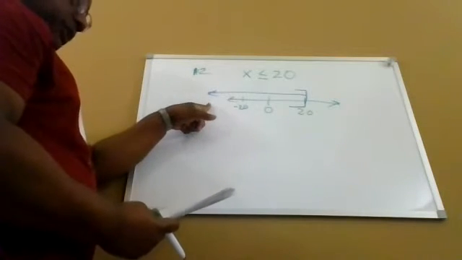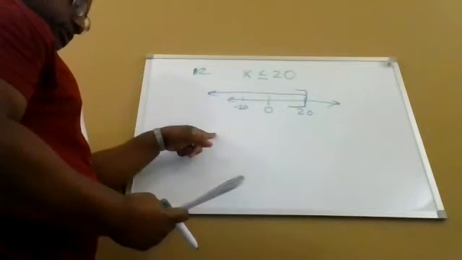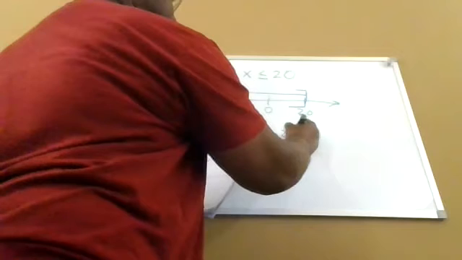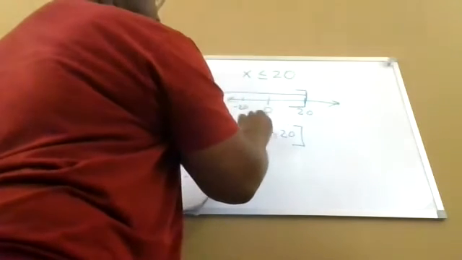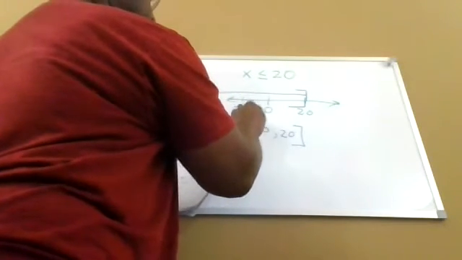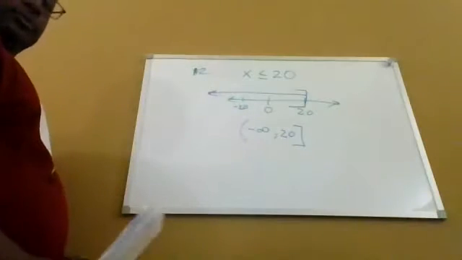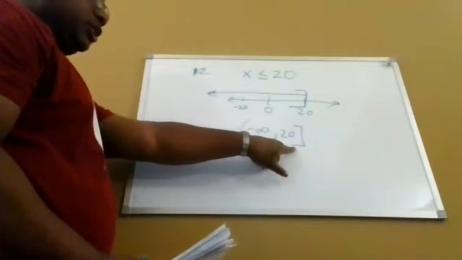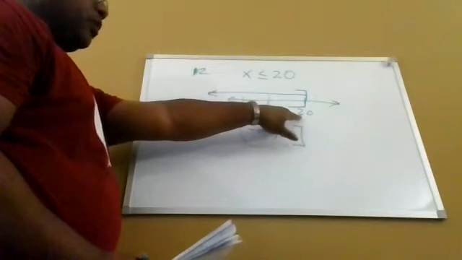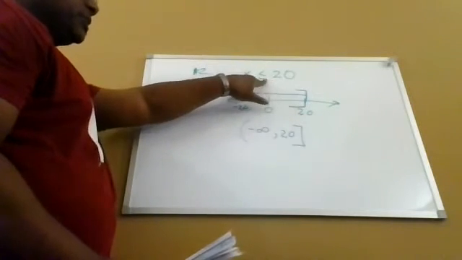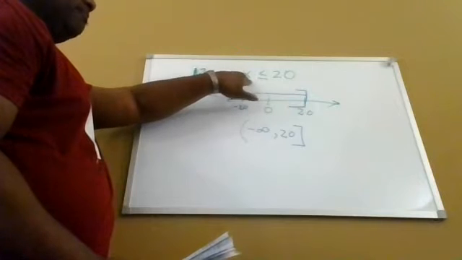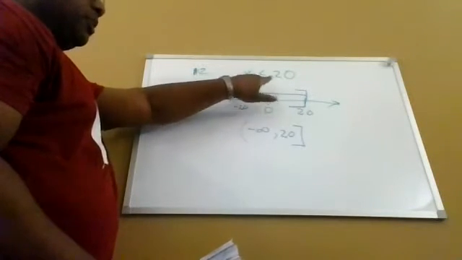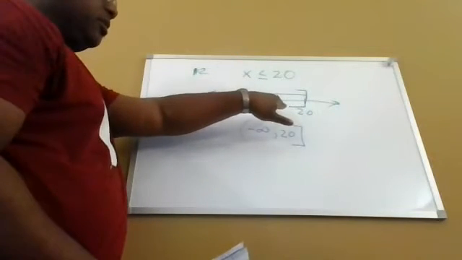So that's the graph I was looking for. And then in interval notation, looking for this. And again, we have square bracket because we need to include the point 20. Why are we including it? Because for our symbol, we have less than or equal to. And since it has the equal to part, we need the square bracket on the number line.